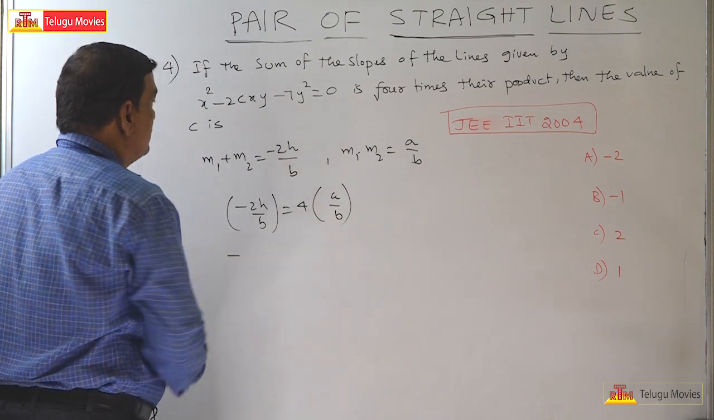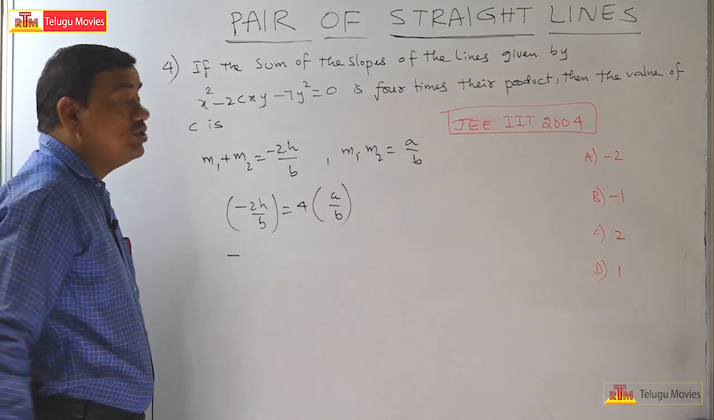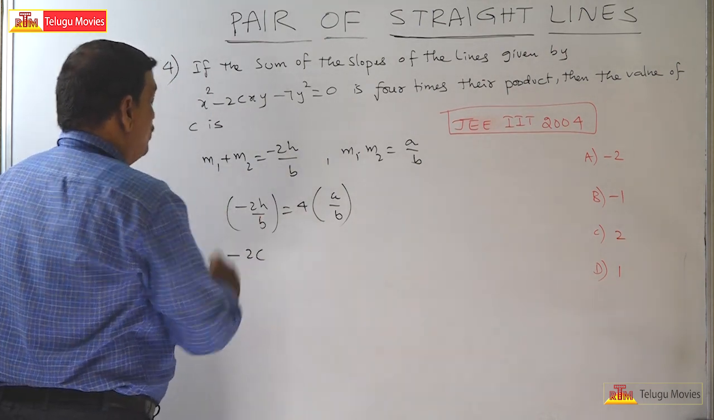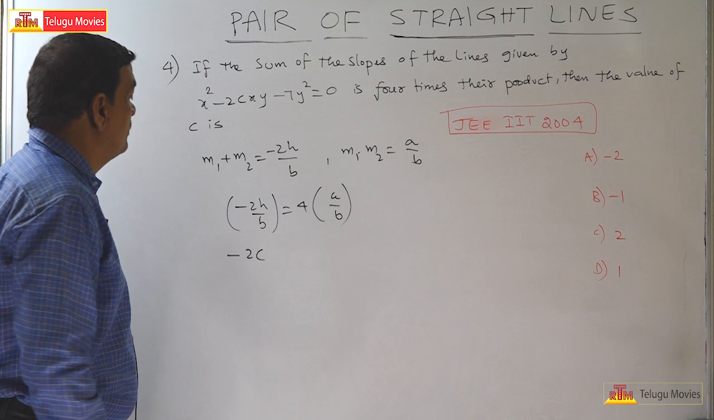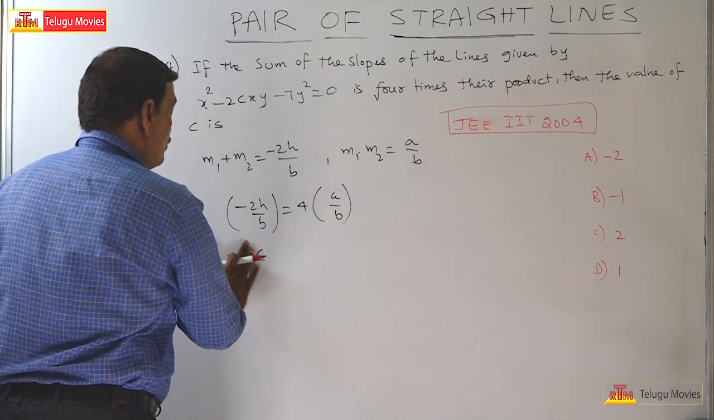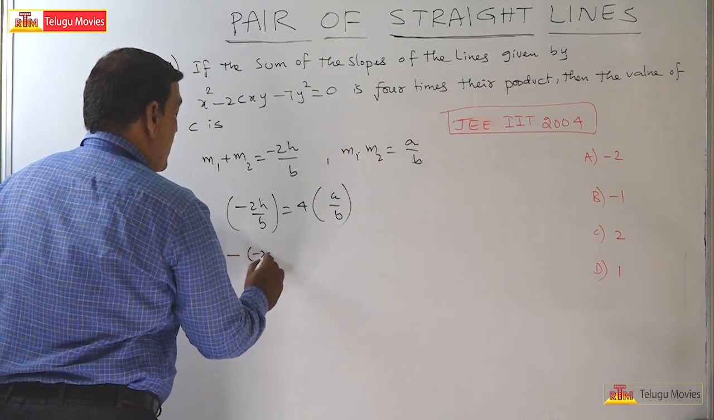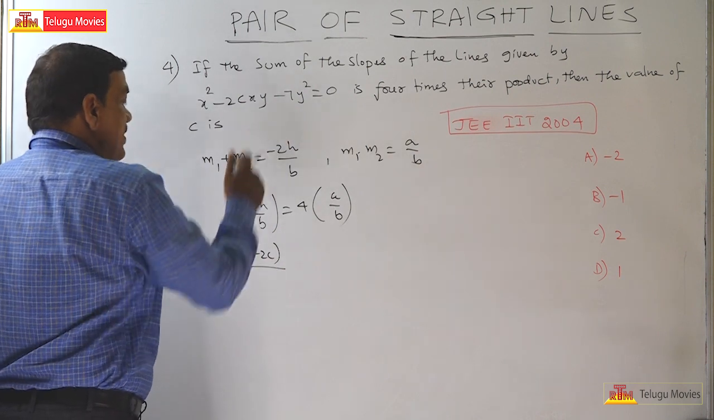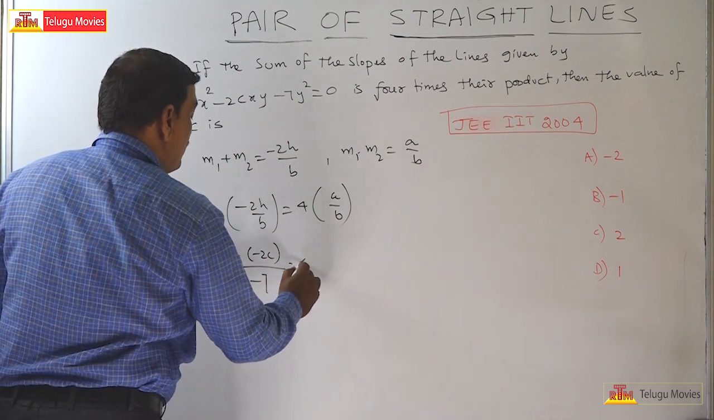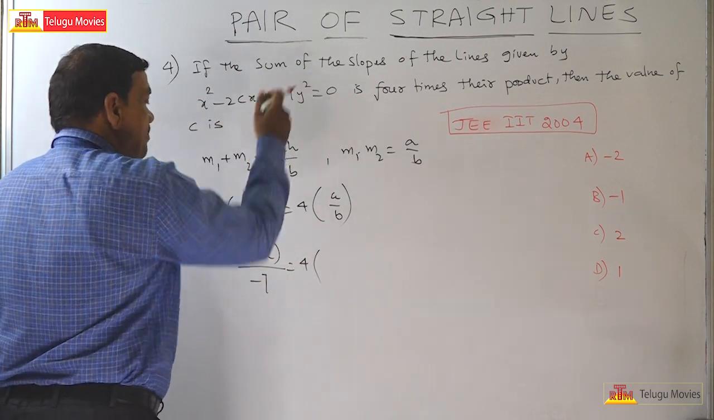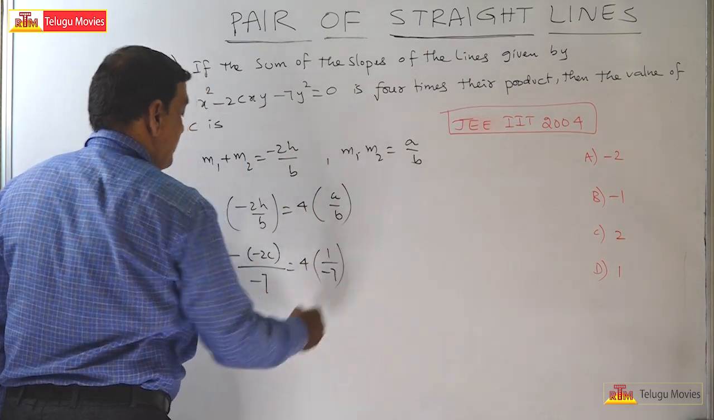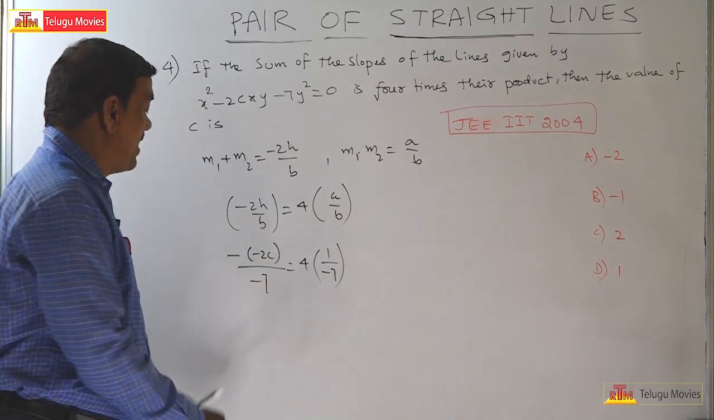So here already minus is there. 2h value is minus 2c. So already it is minus 2c by b, and the value of b is minus 7. So a by b is 1 by minus 7.